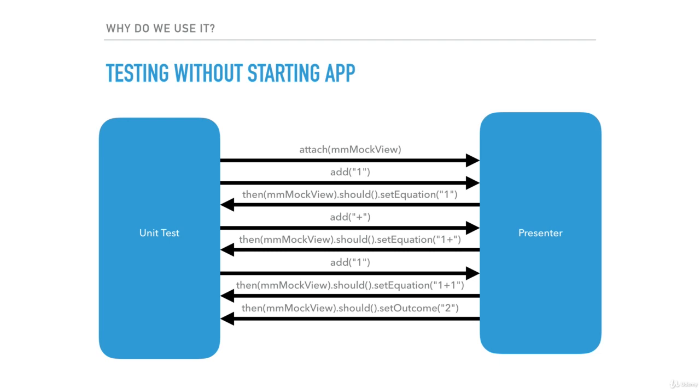And then our mock view should set the outcome to 2. And so you can write multiple tests, like hundreds or maybe thousands of unit tests with different equations, and check if the presenter is doing everything correctly. And you just write that test once, and then you can run it again.